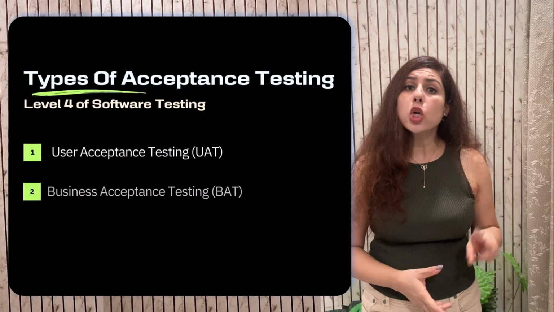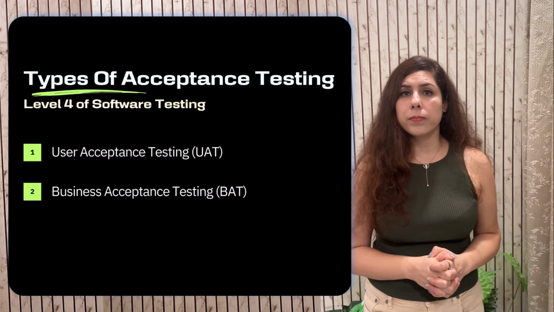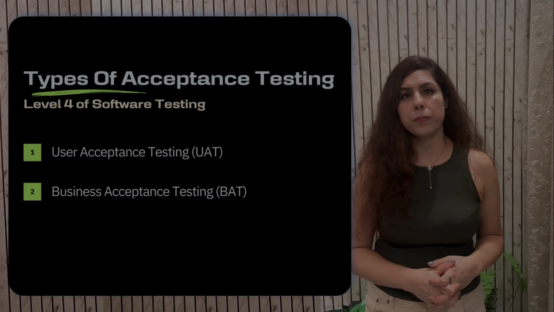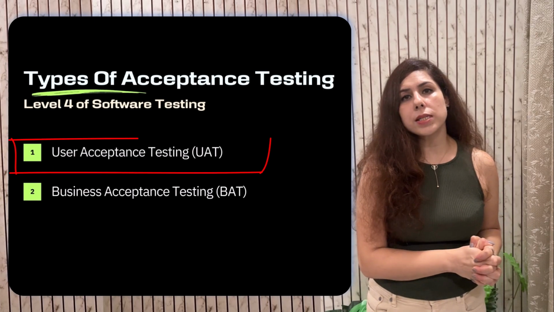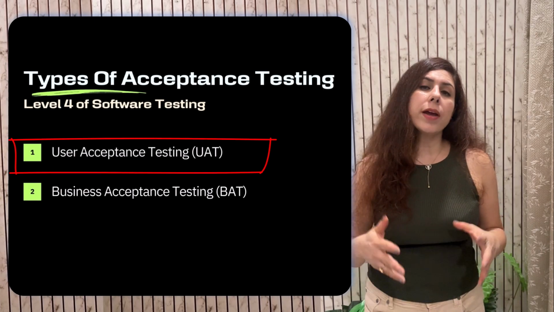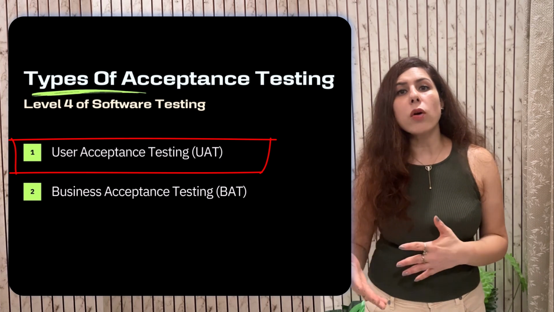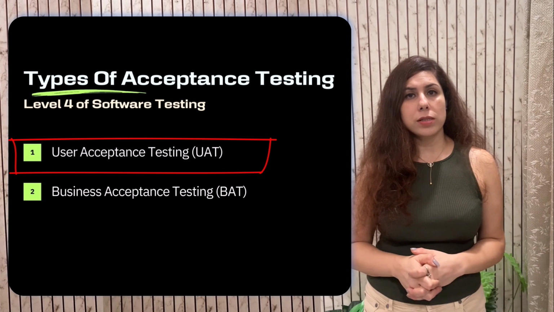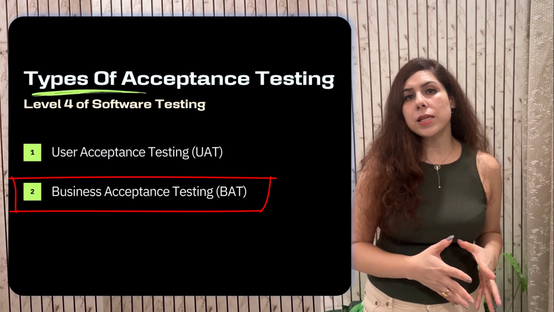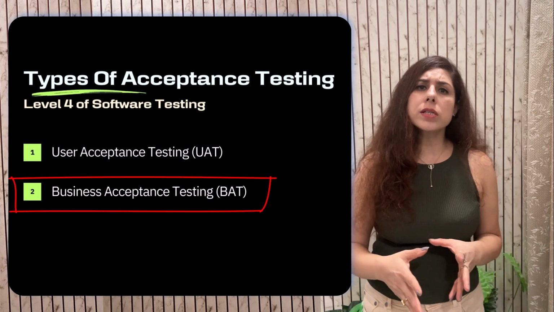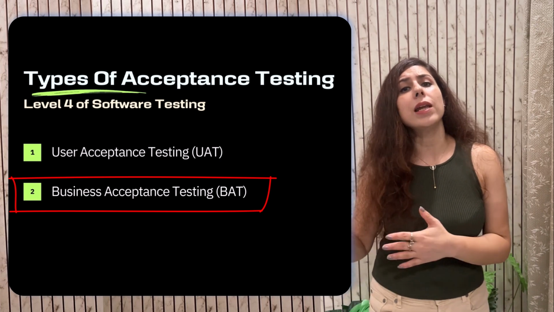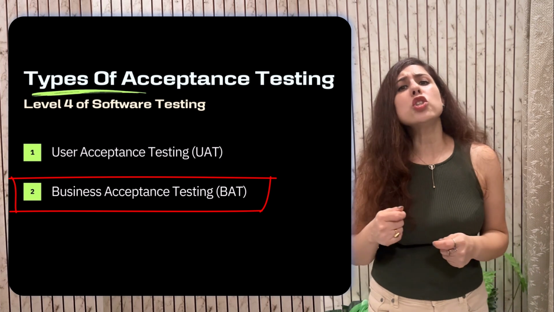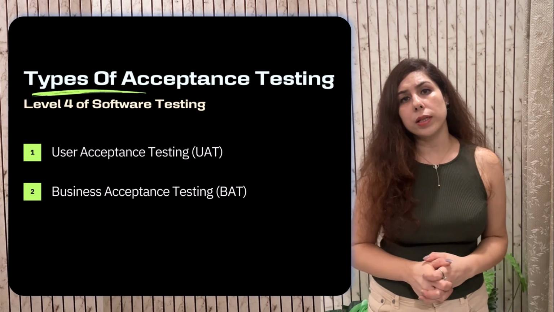They perform two types of acceptance testing: user acceptance testing and business acceptance testing. User acceptance testing involves a set of end users testing software to ensure it meets their needs and expectations. Business acceptance testing, on the other hand, focuses on verifying that the software aligns with the business's strategic goals and is usually done by the stakeholder team.